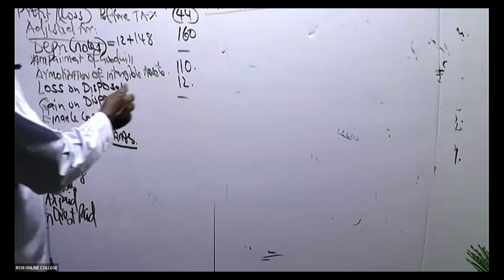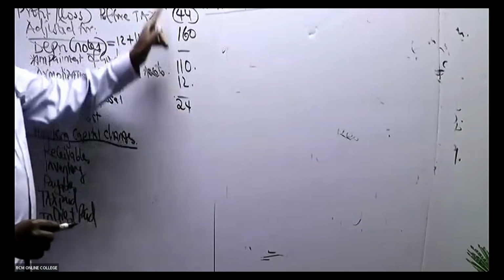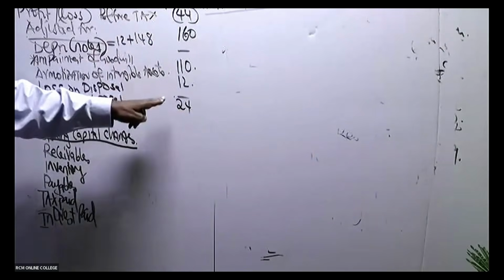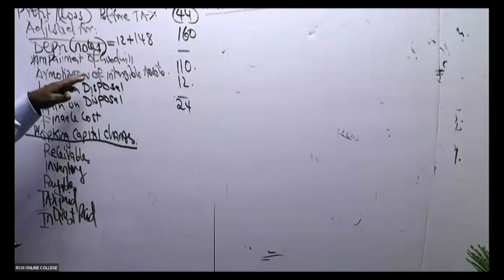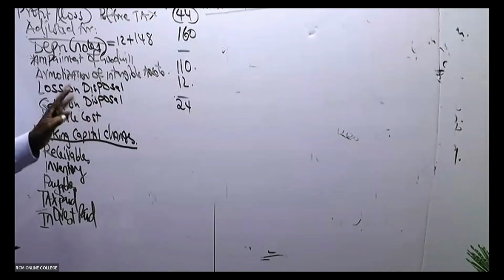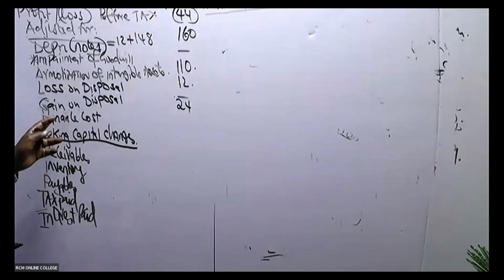Finance cost positive 24. So remember, costs and losses, you add back. Costs and any losses, you are going to add back. Like depreciation is a cost, you are adding back. Amortization is an expense to us, you add back. Loss is a cost on us, we add back. The same case here with this finance cost.